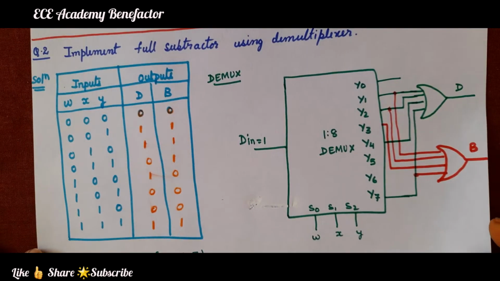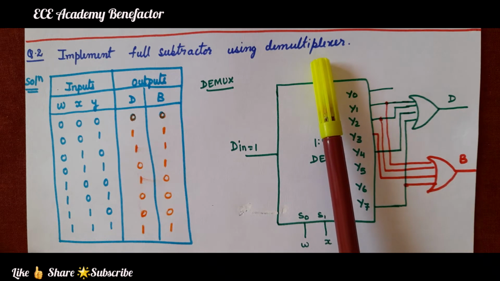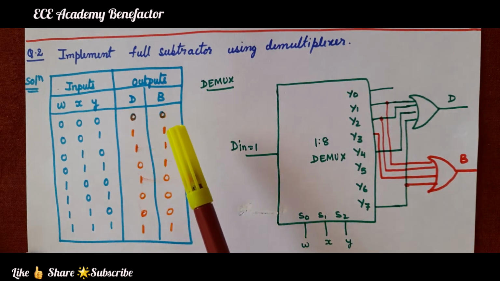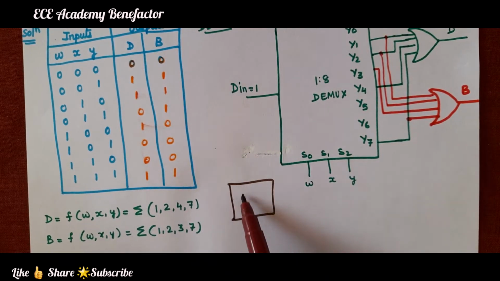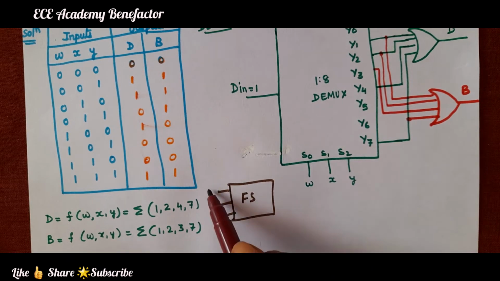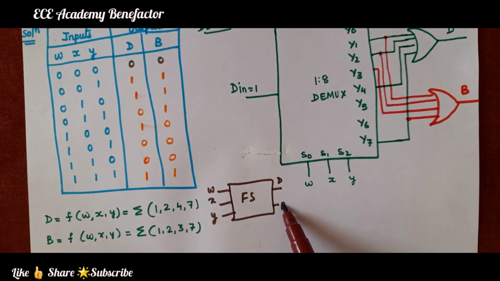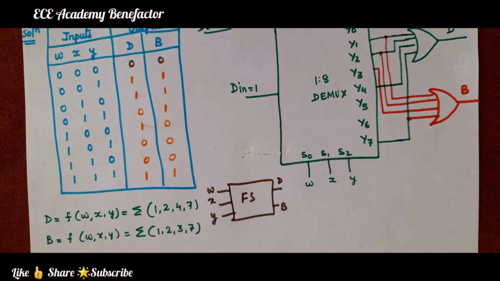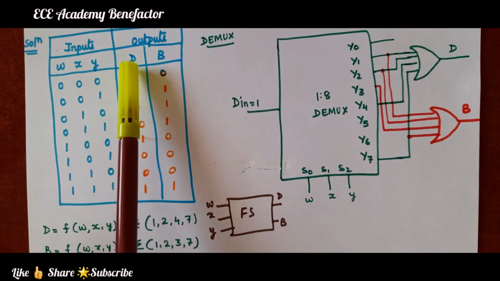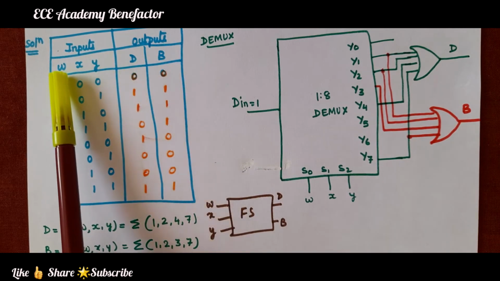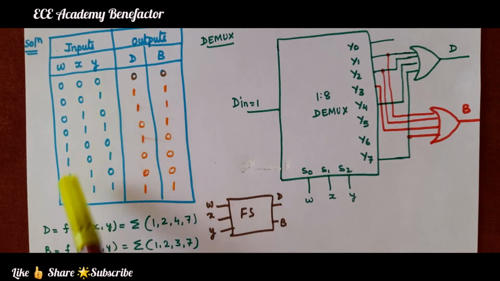Now, let us see the second problem. The problem is implement full subtractor using demultiplexer. First we need to draw the truth table of full subtractor. You know, full subtractor has 3 inputs, W, X and Y, and 2 outputs. One will be difference, the other will be borrow. So, 3 inputs W, X, Y and 2 outputs difference and borrow, D and B. When you have 3 variables, we can write a total of 8 possible combinations starting from 000 to 111.